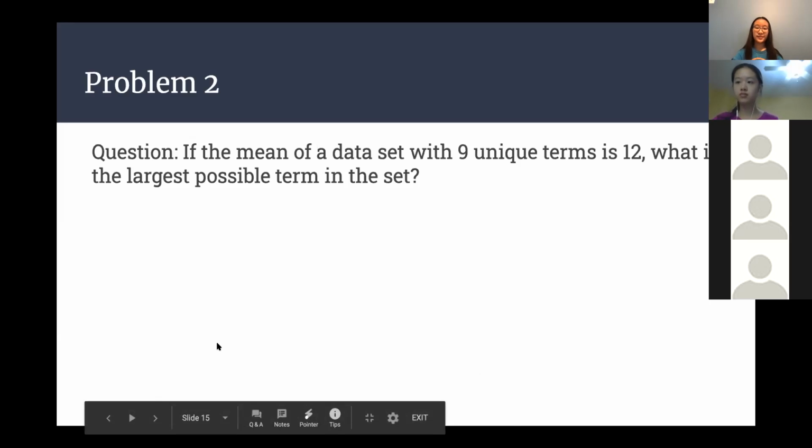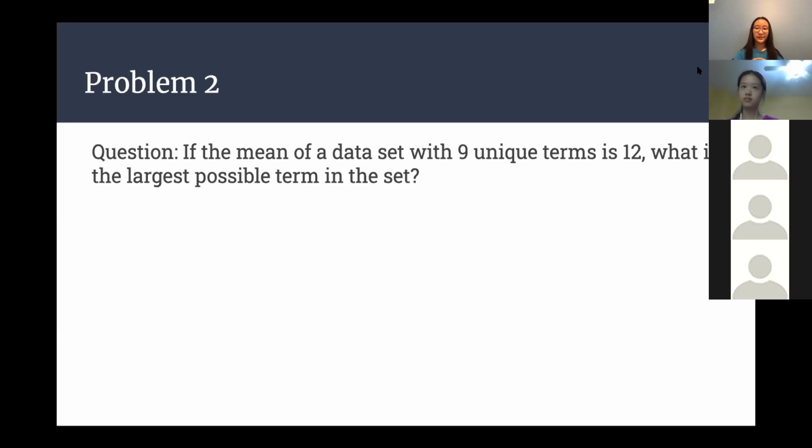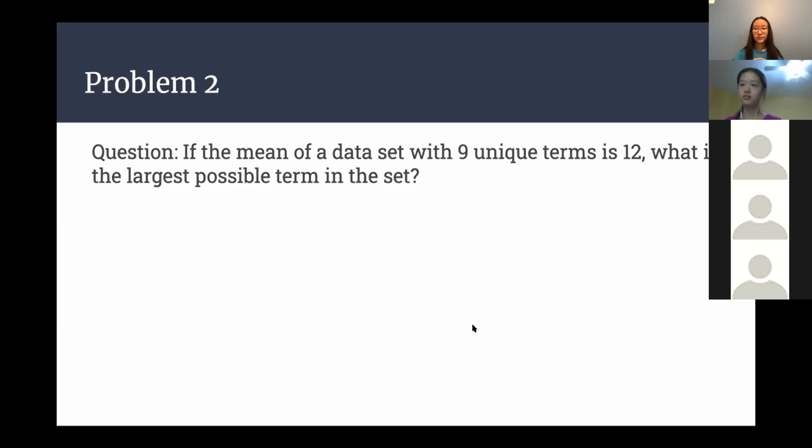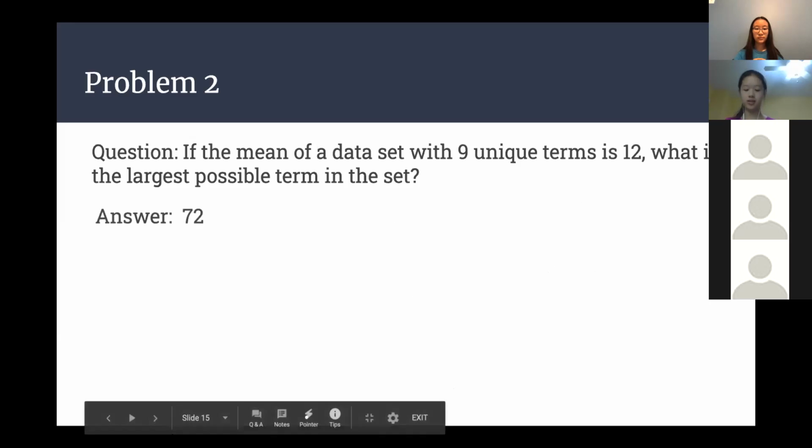Okay, actually this question did not specify if 0 could be one of the terms, so that's an error with the question, but no, it can't be. And yeah, the answer is 72.